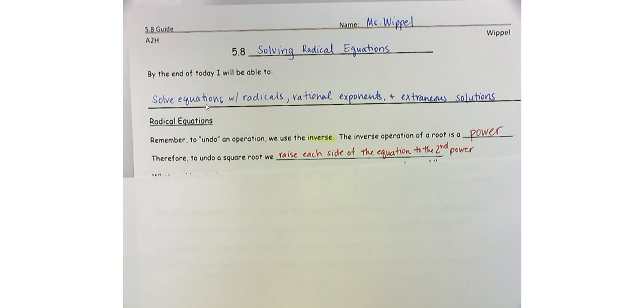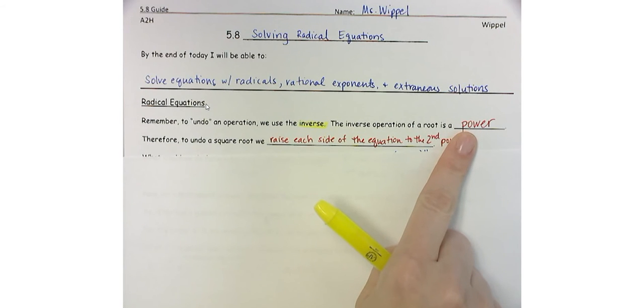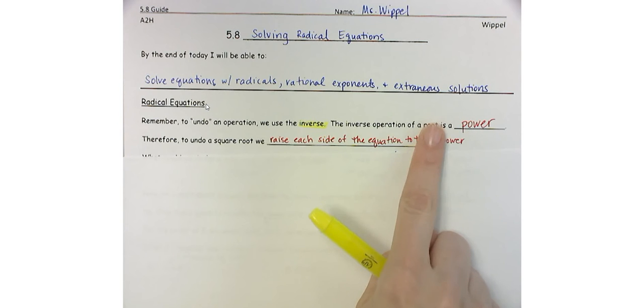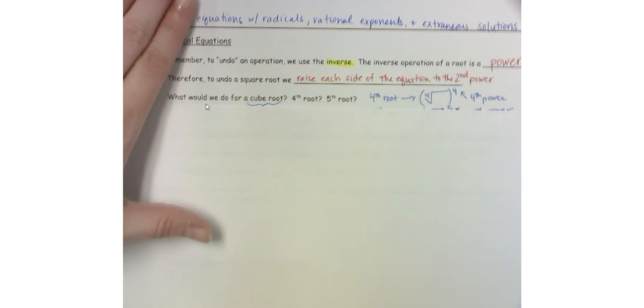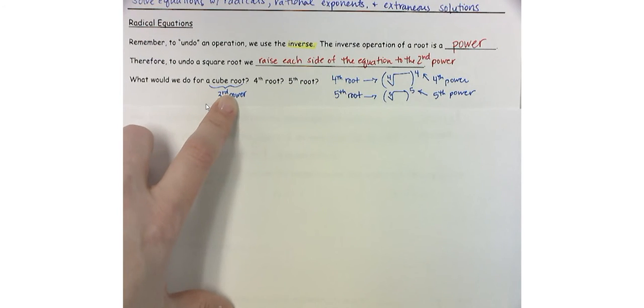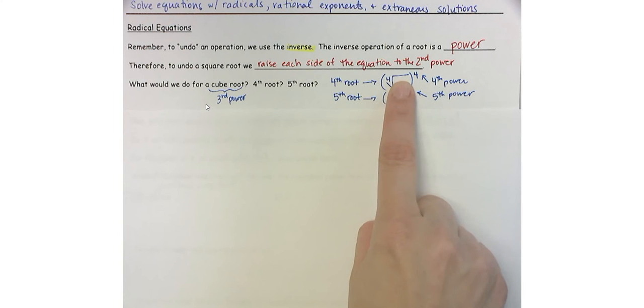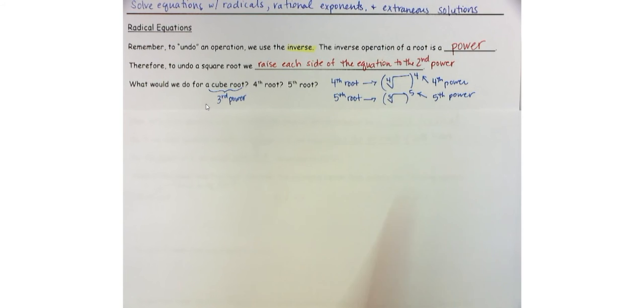So if we're working with a root, the inverse is a what? Power. Okay, so the inverse of a root is a power. So if we're going to undo a square root, what we would do is raise each side to the second power. If we had a cube root, we'd raise each side to the third power. When you're actually doing these, what it would look like is you have the fourth root of a quantity, and then you'd raise each side to the fourth power. Or if you had a fifth root, you'd have the fifth root of a quantity, and then you'd raise each side to the fifth power.